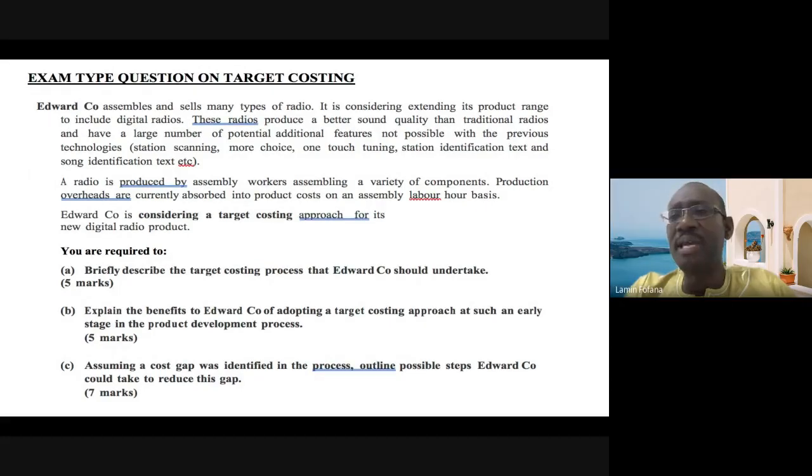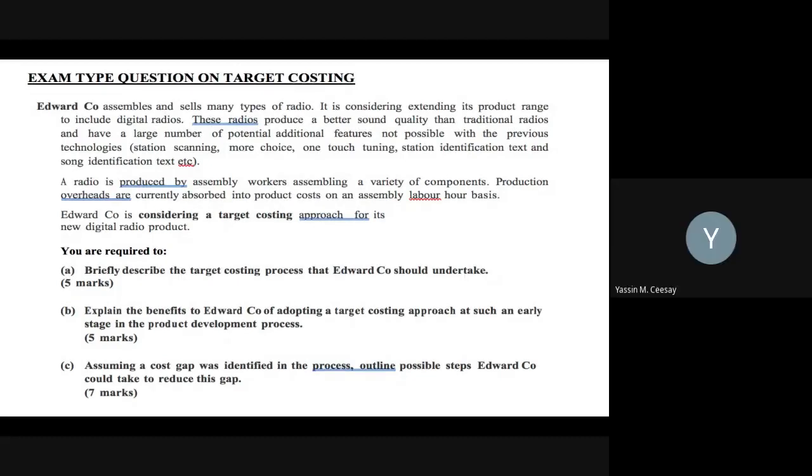Who can help Ibrahim? Ibu, you want to talk? Ibu Sise? Okay, Yasin's hand is up. Yasin, can you tell us? Yes.